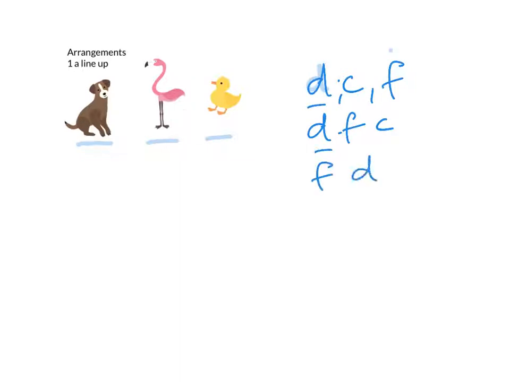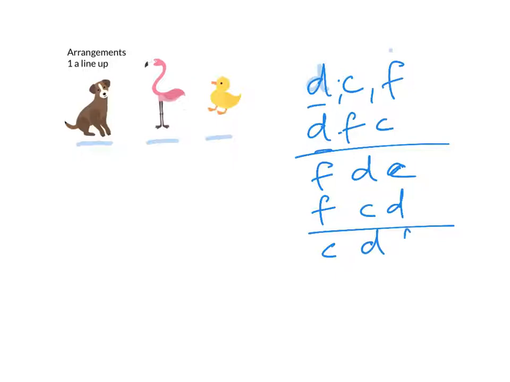So we have the three places, so we could have, as we have it there, dog followed by chicken, followed by flamingo, or we could have dog, flamingo, chicken. Actually, that's what's there, isn't it? Or the first place can go to the flamingo: flamingo, dog, chicken, or flamingo, chicken, dog. Otherwise, first place can go to chicken: chicken, dog, flamingo, or chicken, flamingo, dog.